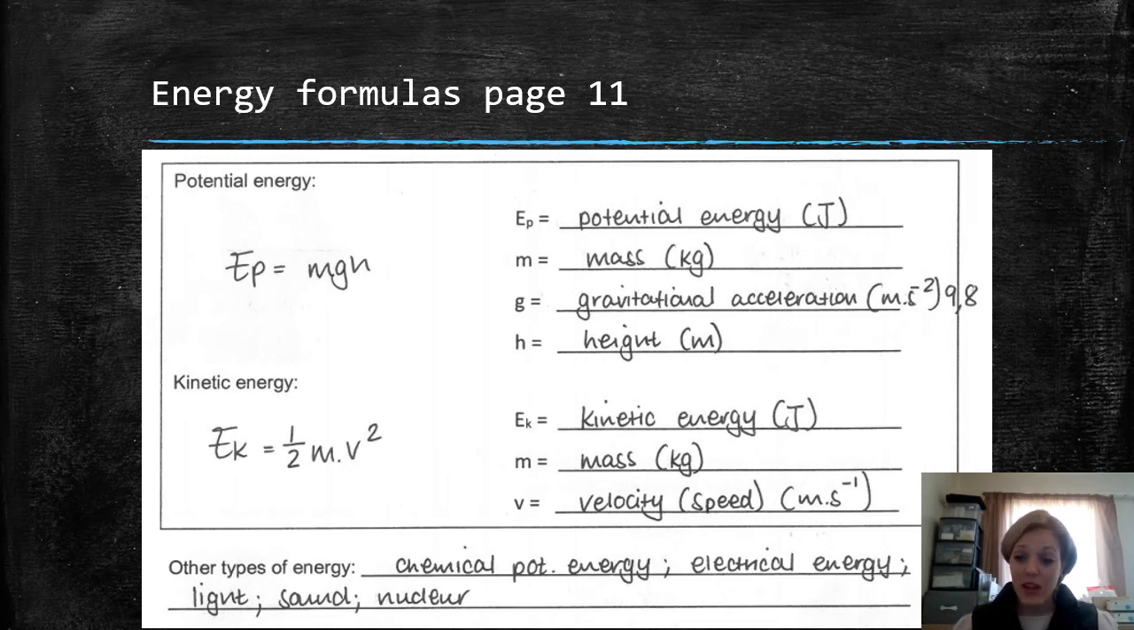There are other types of energy besides potential and kinetic energy. Those types are chemical potential energy, electrical energy, light, sound, or nuclear. Just like the poster we went through, you can fill in those answers based on that. So just pause this, make sure you fill in all your formulas and your other types of energy, and then we will continue.